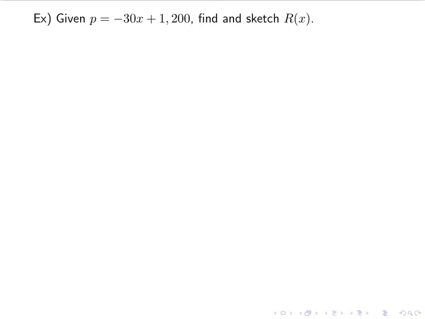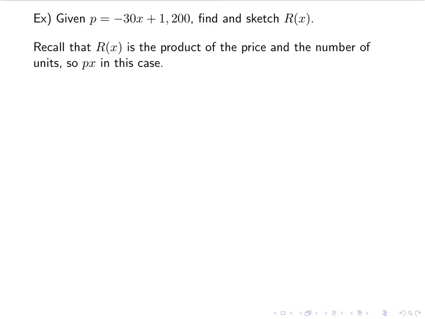So given P equals negative 30x plus 1200, find and sketch R of x. So R of x is the price times the number of units, so it's P times x. So we're going to take our P, which is now a line, multiply by x, and distribute the x across P. So we're going to get negative 30x squared plus 1200x.